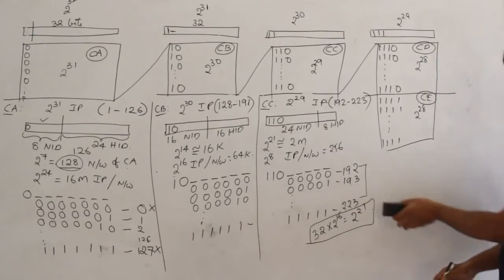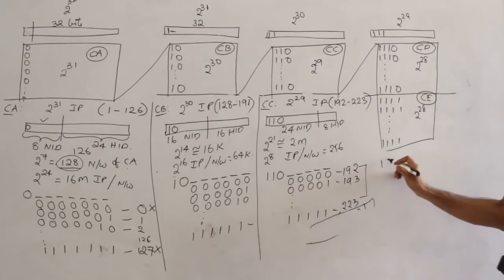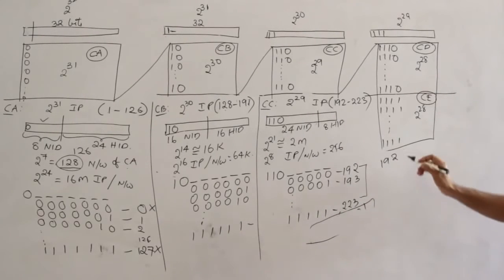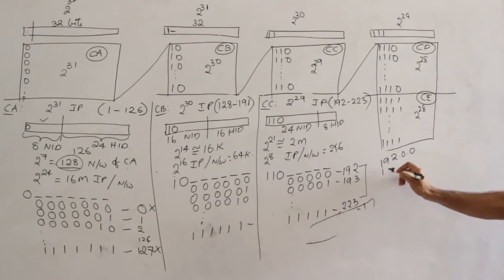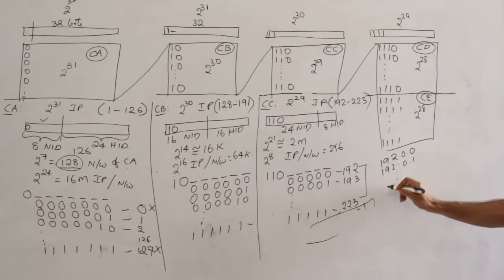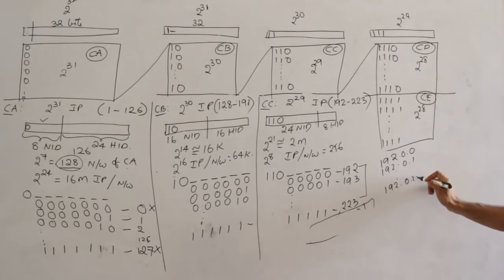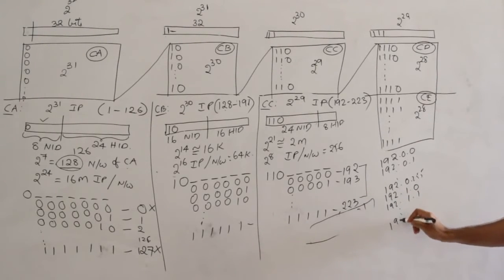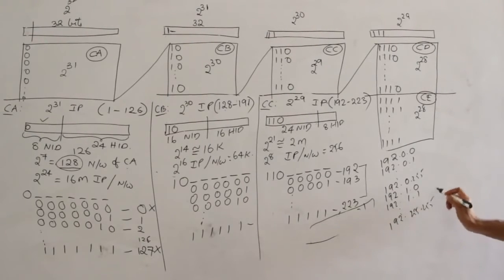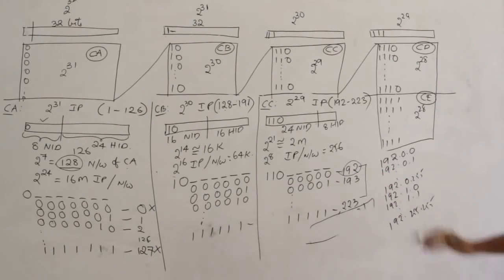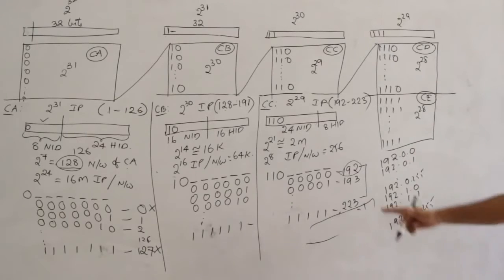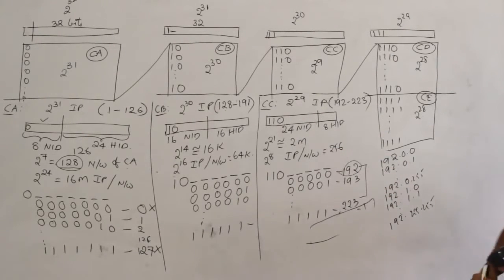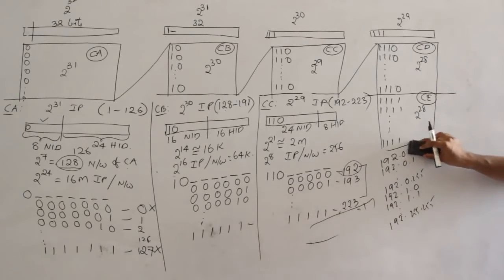If you want to see what they are, the network addresses will be 192.0.0, 192.0.1, and so on, up to 192.0.255, and again 192.1.0, 192.1.1, and so on, up to 192.255.255. This means one first-octet number actually represents 2 power 8 into 2 power 8, which is 2 power 16 numbers. So 32 into 2 power 16 is nothing but 2 power 21. All these networks are possible.